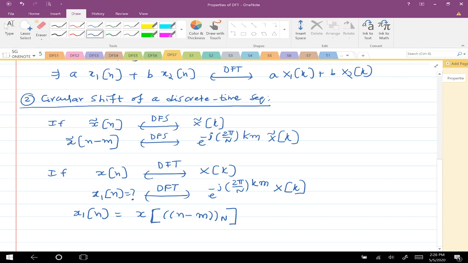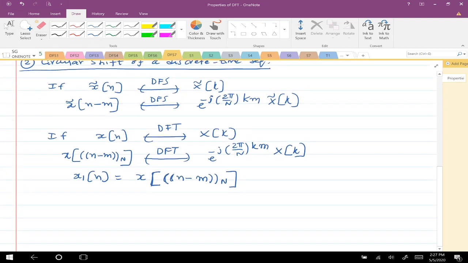That's all. We applied this, if you recollect, in the case of DFS, where we do all manipulations based on a single period of that signal. So this x1 of n, let me write it here itself, would be equivalent to x of n minus m modulo n.